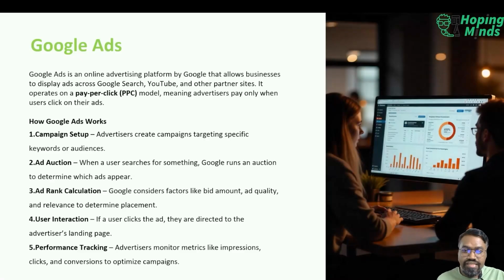So it's again, as I told you, the ad auction. Google runs an auction to determine which ads appear on top accordingly, and then there is ad rank calculation, where Google considers factors like bid amount, ad quality, and relevance to determine placement. All those factors are very important to come on top.